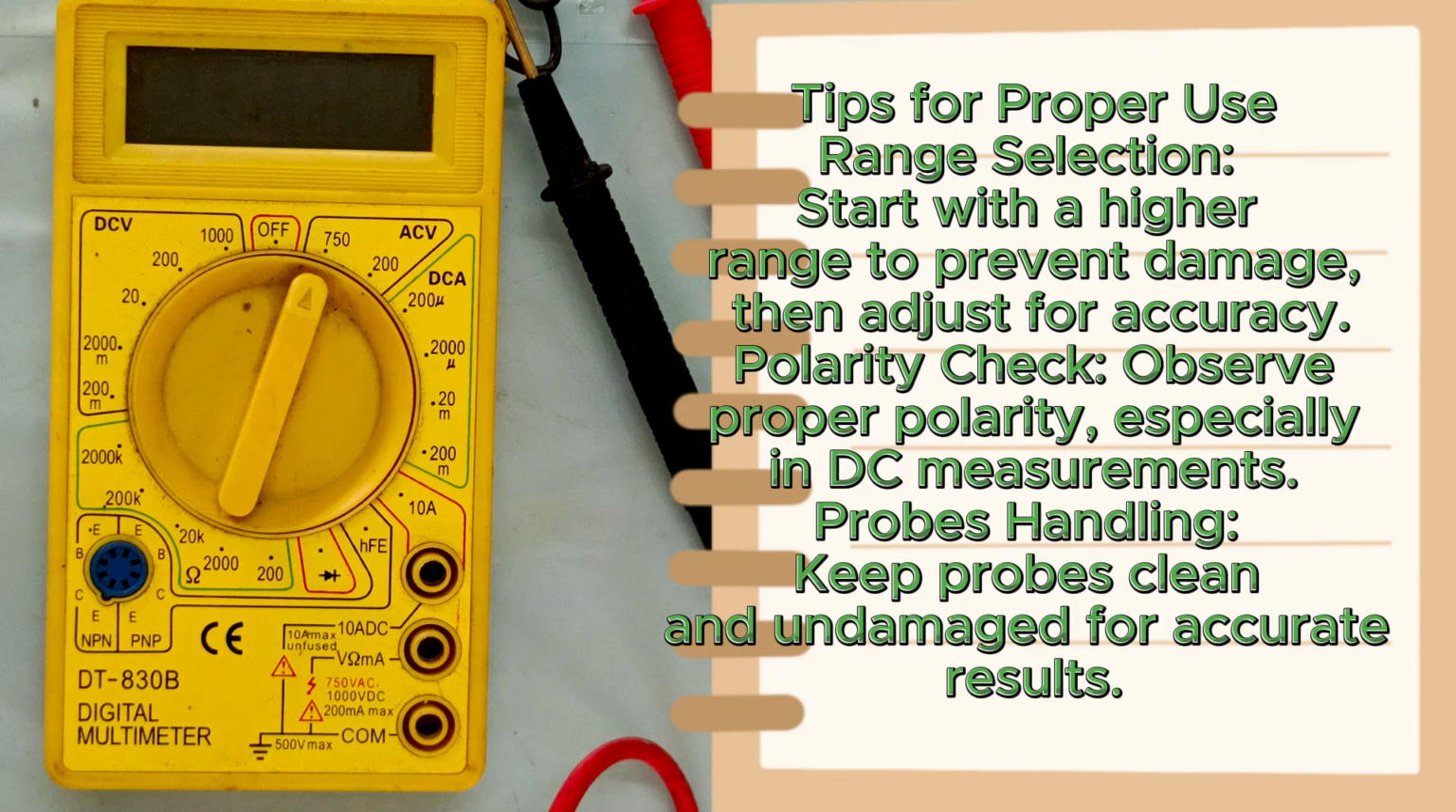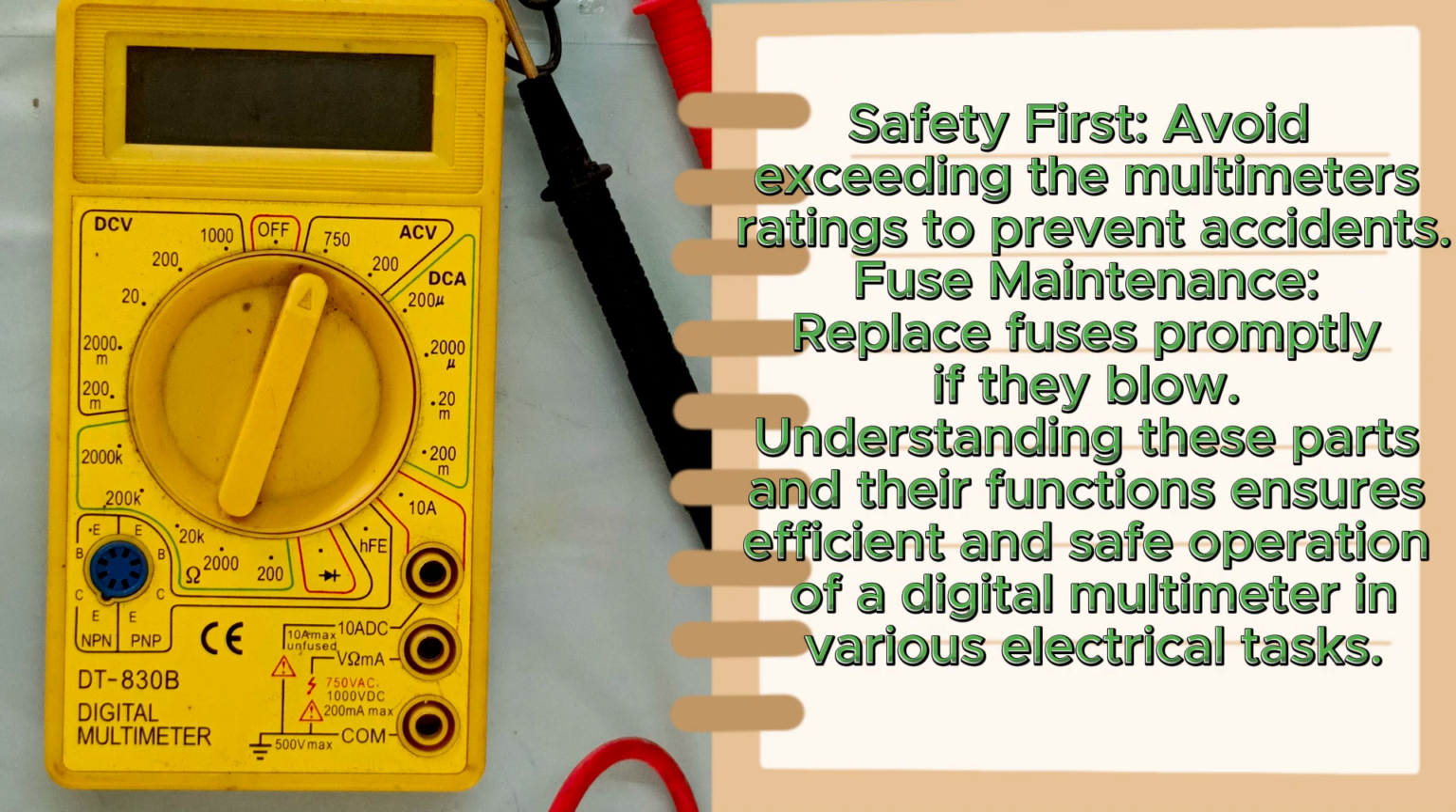Tips for proper use. 1. Range selection. Start with a higher range to prevent damage, then adjust for accuracy. 2. Polarity check. Observe proper polarity, especially in DC measurements. 3. Probe handling. Keep probes clean and undamaged for accurate results. 4. Safety first. Avoid exceeding the multimeter's ratings to prevent accidents. 5. Fuse maintenance. Replace fuses promptly if they blow.